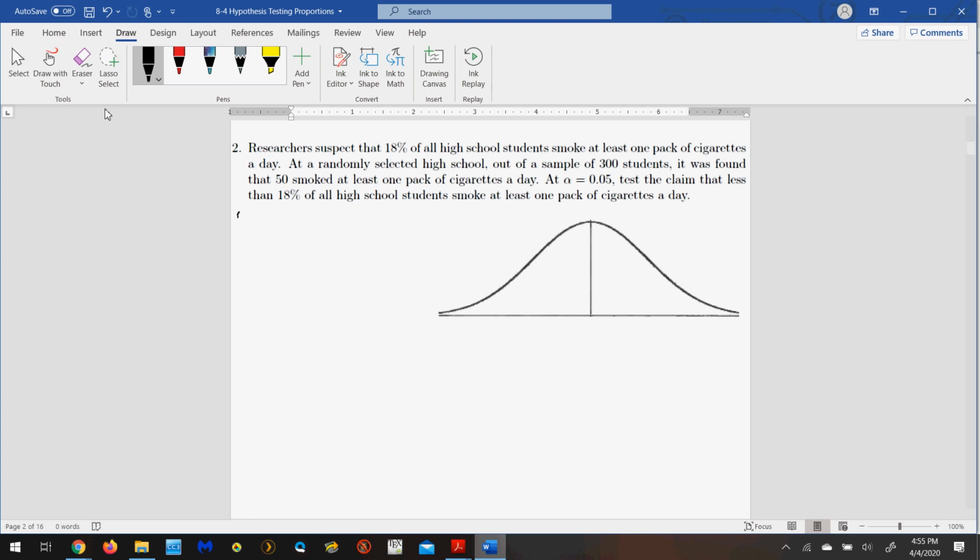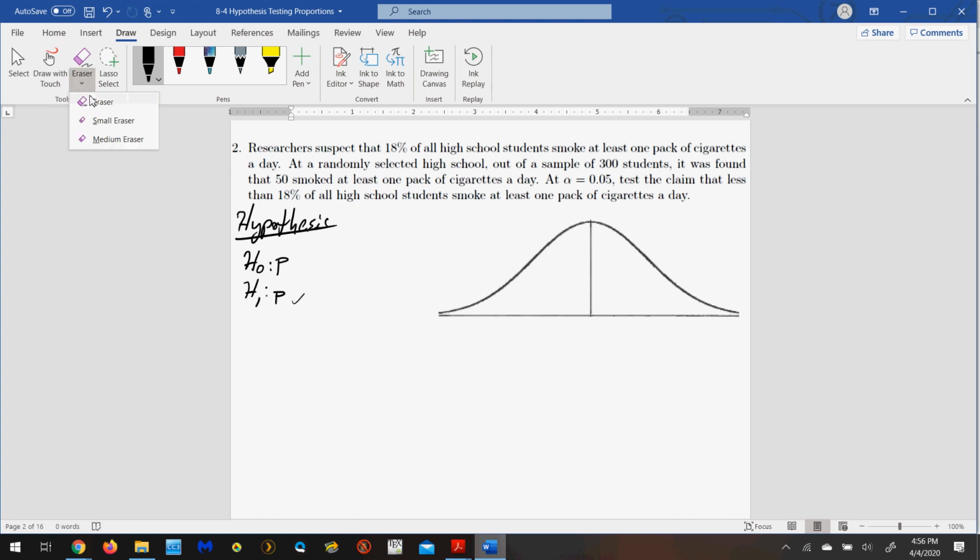So, hypotheses. And how do I know this is going to be a P? Because it's given me a percent for the claim to be tested. That's how I know this is a test of proportions. Now, if it just said an average, then it would be either a regular t-test or z-test for a mean.